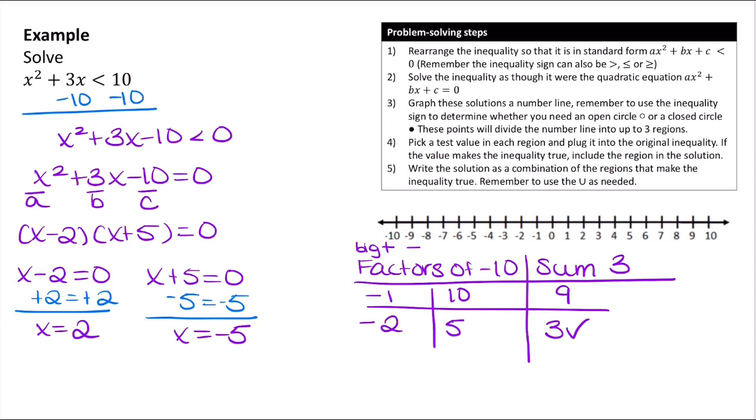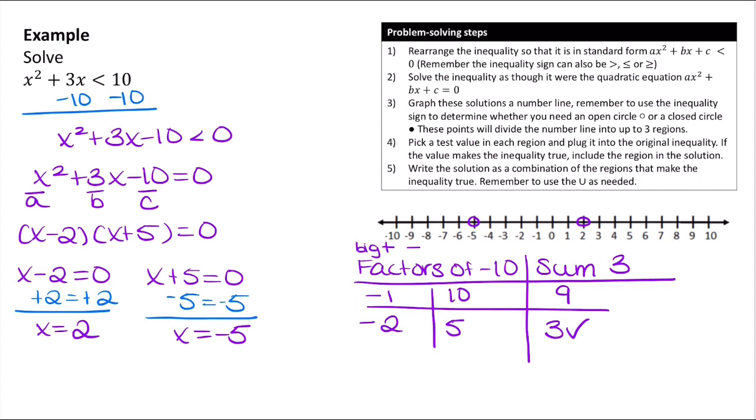Okay, so now I'm going to take these two solutions and I'm going to go to my number line. Since I have a less than sign, I'm going to put open circles at both of these points. So an open circle at 2, open circle at -5. Notice that this breaks my number line into 3 pieces, right? I have 3 different regions. I have one here, and then one here. I'm going to pick a test value in each region, and it doesn't matter which value you pick as long as it's in that region.